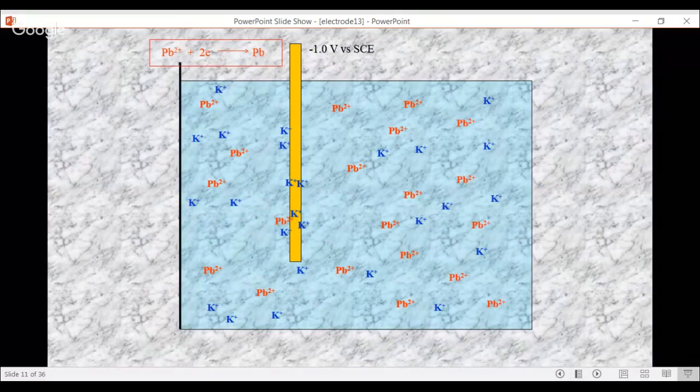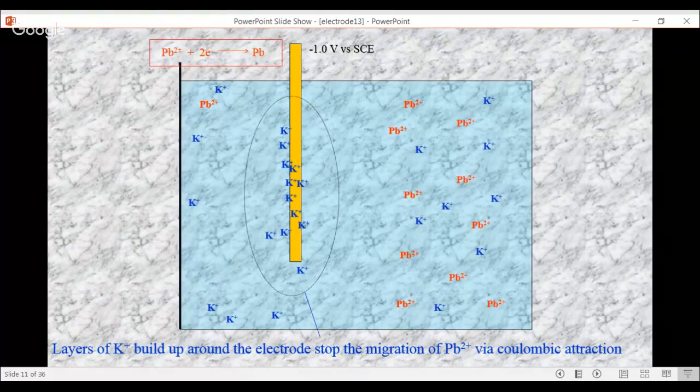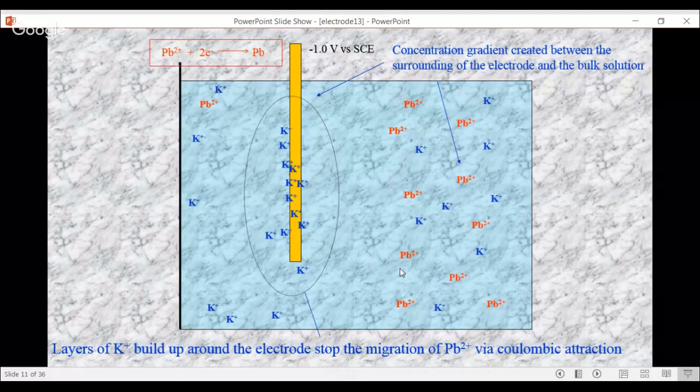So you can see the lead 2+ is getting reduced while it is diffusing through the potassium ions. Potassium ions are moving towards the electrode, but they do not undergo reduction because the potential is only minus 1 volt. What we need is minus 2.93 volts to reduce potassium ions. So potassium ions migrate, and a large amount of potassium ions are present. Many potassium ions migrate, but layers of potassium build up around the electrode and stop migration of lead 2+ ions via Coulombic attraction. Lead ions migrate to the electrode via diffusion.